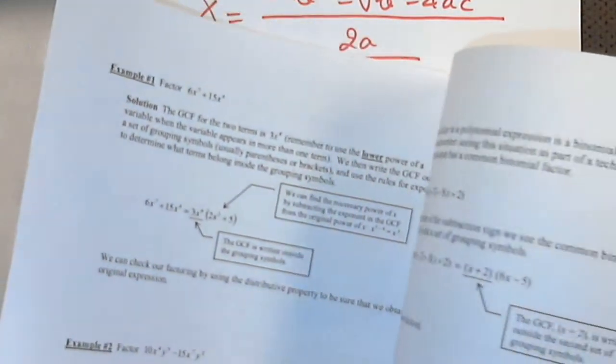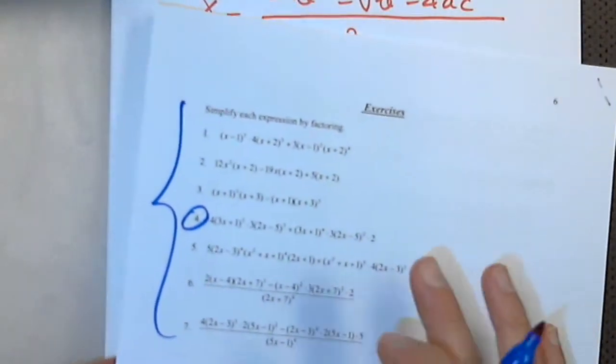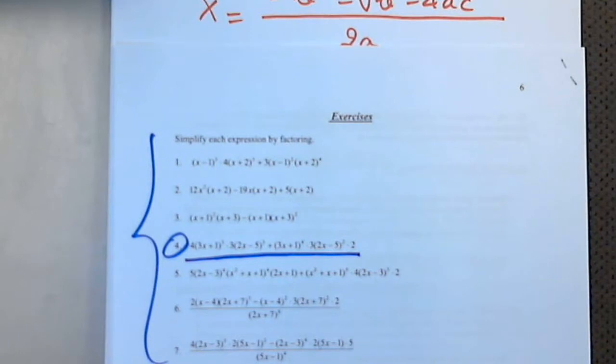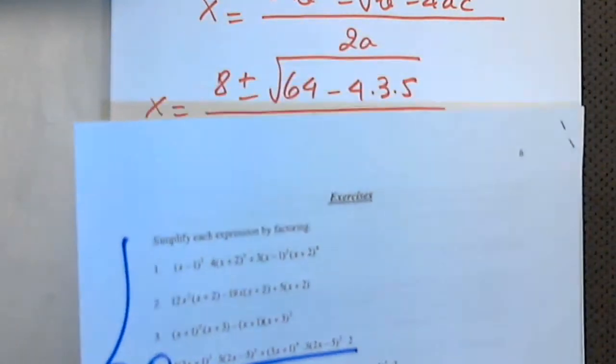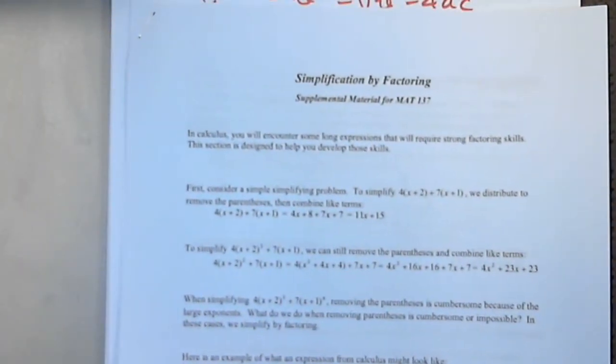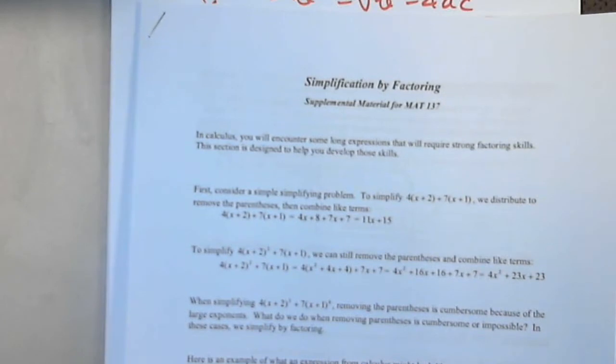And it has a lot of explanation. If you can read it, that's great. If you cannot read it, that's fine. That's good enough. We're going to do this in class together right now. I selected this problem. If we have time, we can do another. Okay? So it's on page 6 of the simplification by factoring supplement. We all have it? Yes?